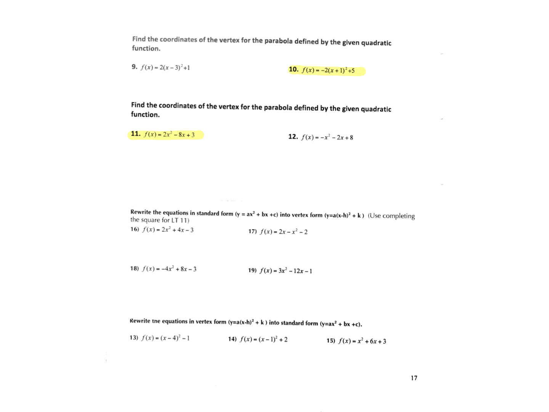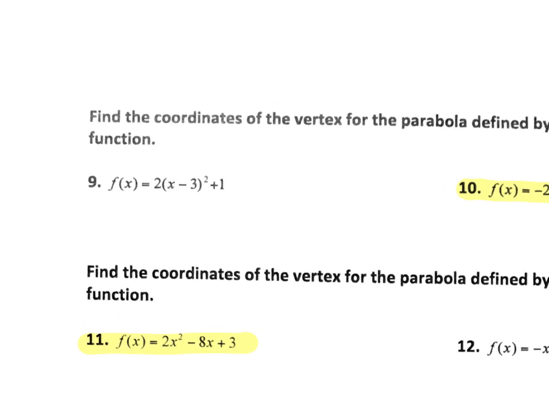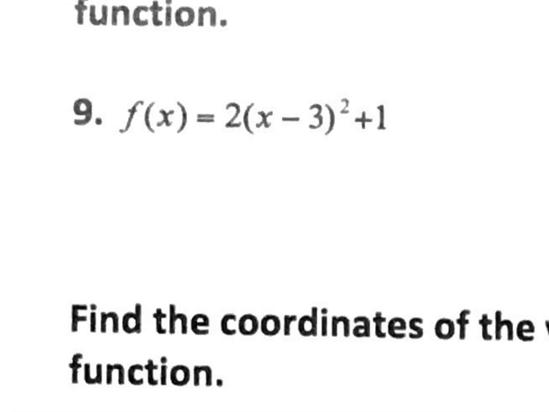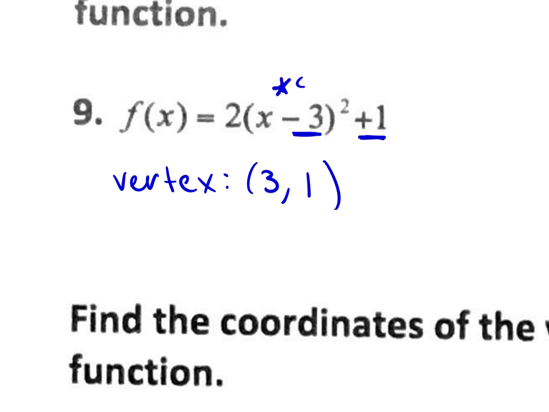All right, 9 isn't highlighted, but let's take a look at 9. It says find the coordinates of the vertex for the parabola defined by the given quadratic function. So looking at 9, what is our vertex? Three comma 1. Awesome. It's what we're adding on the inside and what we're adding on the outside, but you always change the sign of the h.